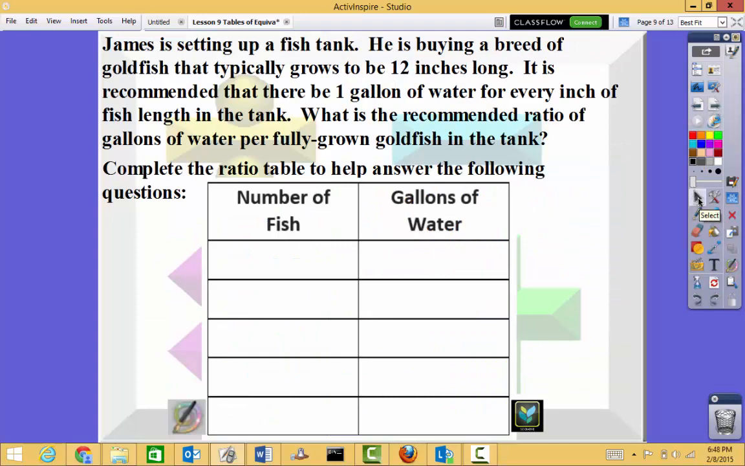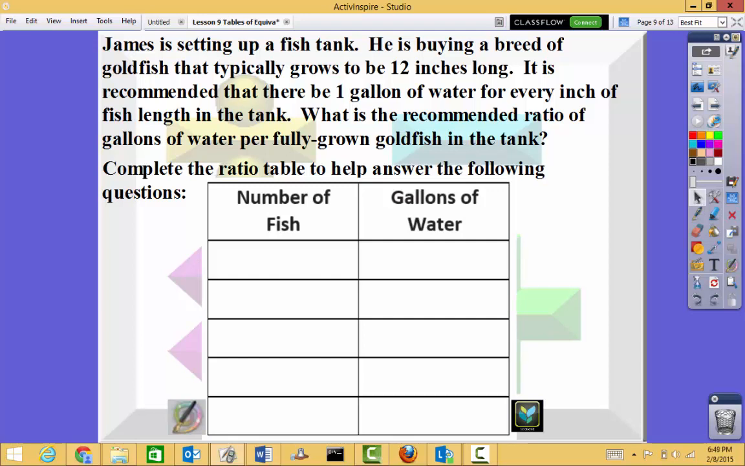Alright, here's our next problem. James is setting up a fish tank. He's buying a breed, so a breed is a type, he's buying a breed of goldfish that typically grows to be 12 inches long. It is recommended that there be 1 gallon of water for every inch of fish length in the tank. What is the recommended ratio of gallons of water per fully grown fish tank?